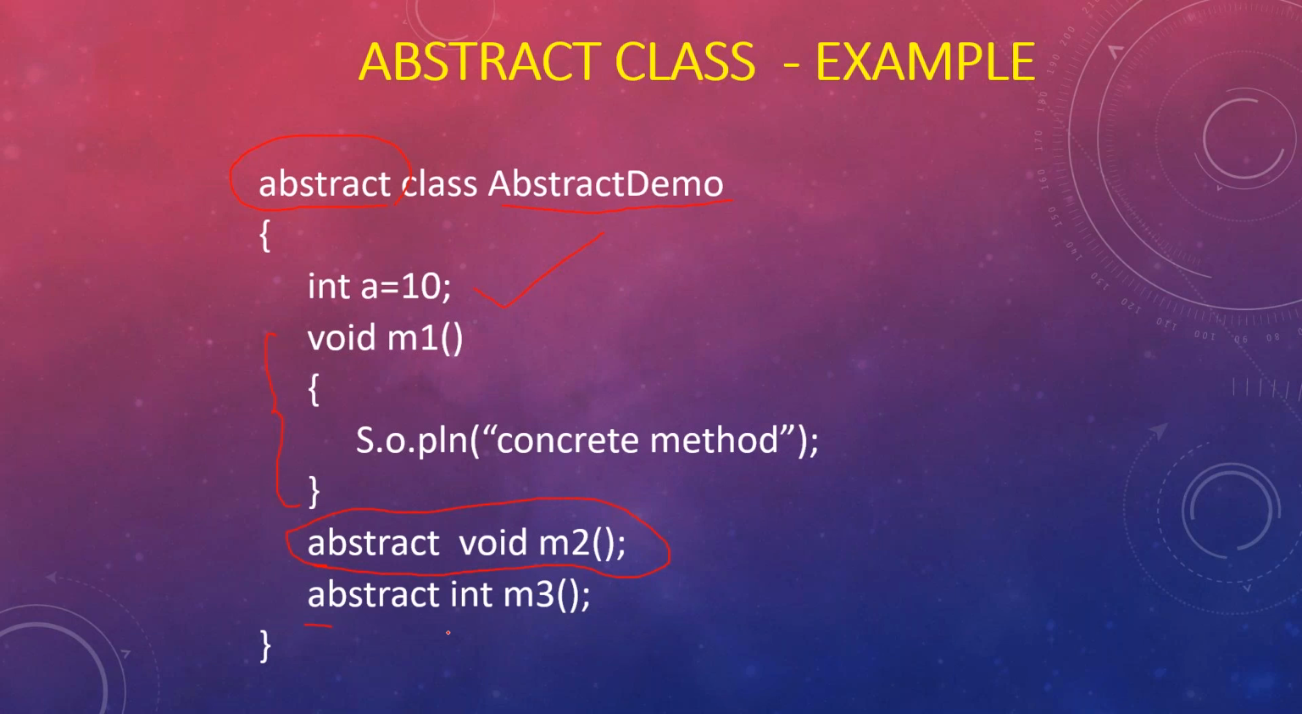So how many abstract methods are there in this class? Two abstract methods are there. One is M2, another one is M3. Likewise we will write the abstract class. Understand everyone?